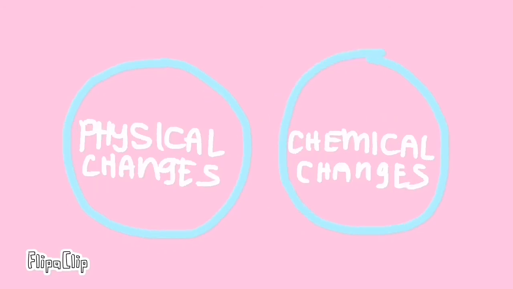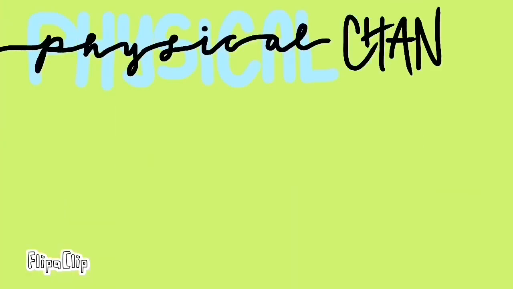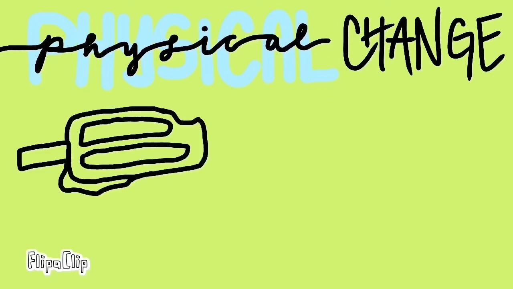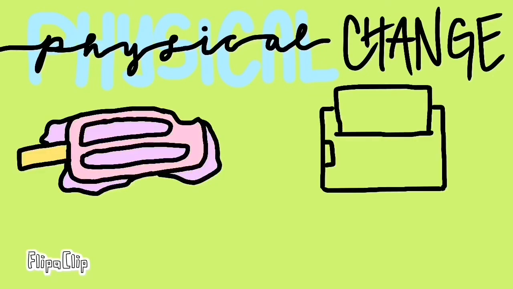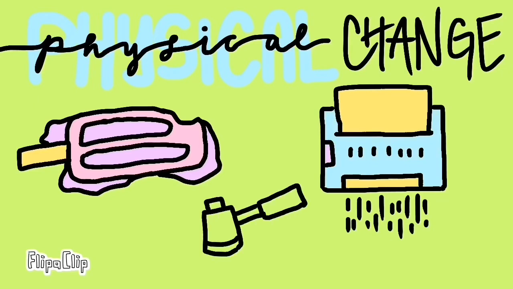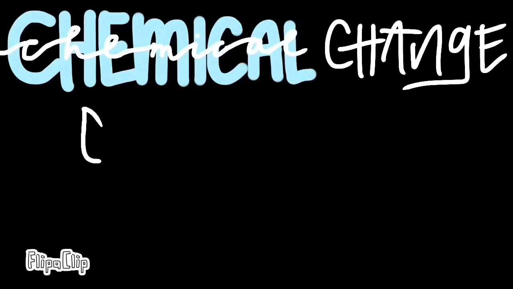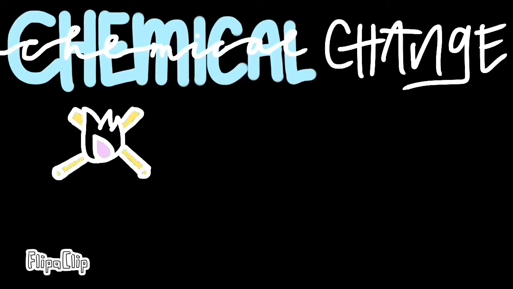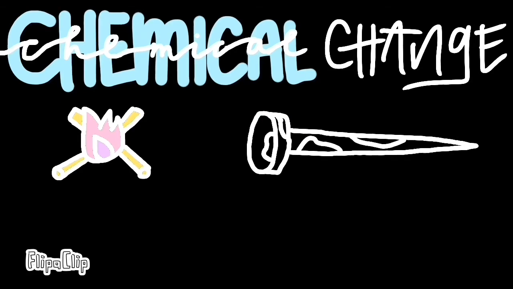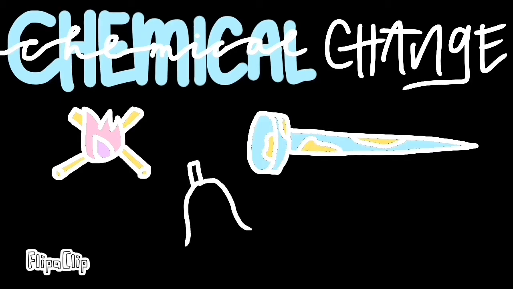Let us now move on to changes. These are the physical and chemical changes. Physical change results in a change in appearance but not the composition. Examples are melting, shredding, and chopping. Chemical change results in a chemically different substance. Examples are combustion, rusting, and rotting.